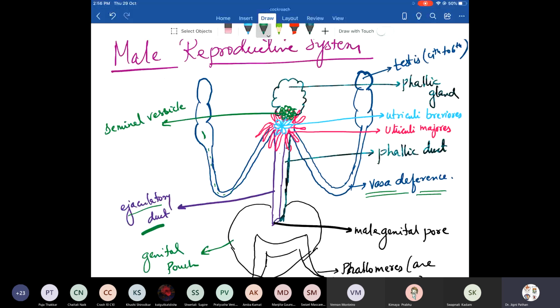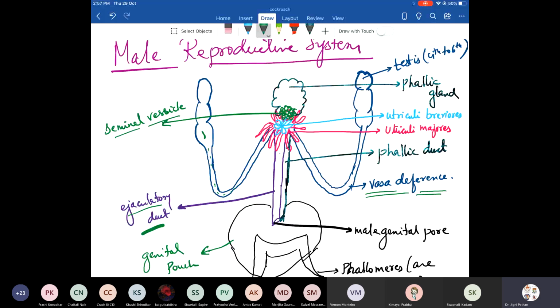Next, seminal vesicles. What are seminal vesicles? Seminal vesicles are small, numerous sac-like structures. You can see they are very small. They are present at the junction where the vasa deferens and the ejaculatory duct meet. What's the function of the seminal vesicles? They help to organize sperms. We'll discuss how later, but remember, in the seminal vesicles, sperms get organized.